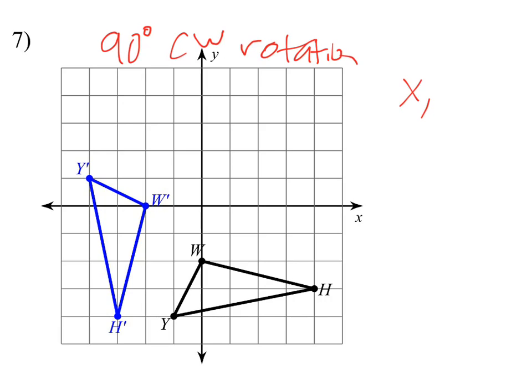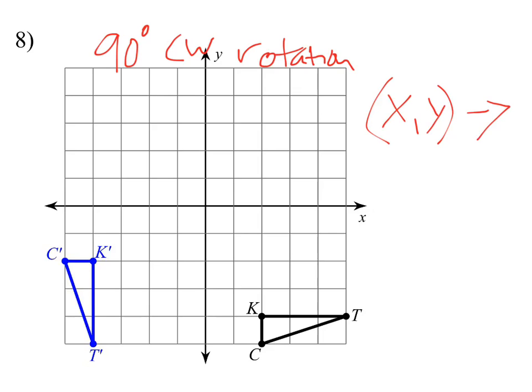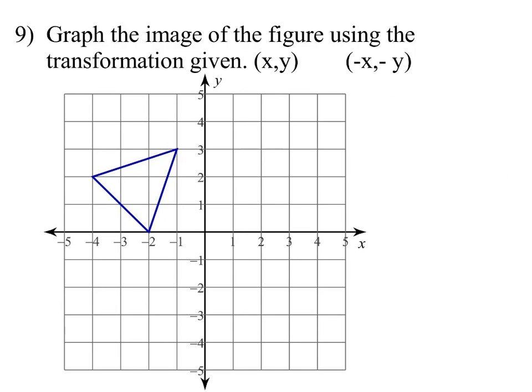And the function for that is (x, y) goes to (y, -x). On 8, this one is actually the exact same thing as doing a rotation 90 degrees clockwise around the origin. And the function is still the same: (x, y) goes to (y, -x). And then 9, on this section, you graph the image following the function.